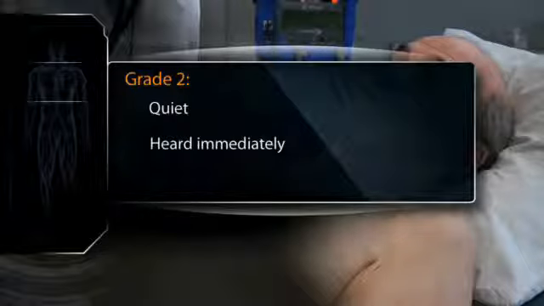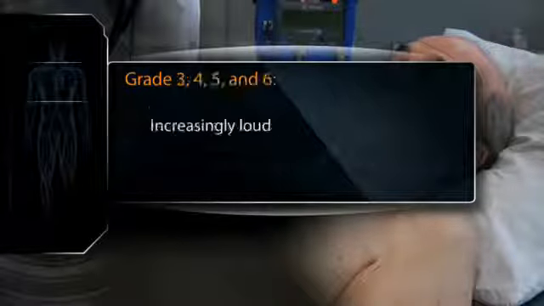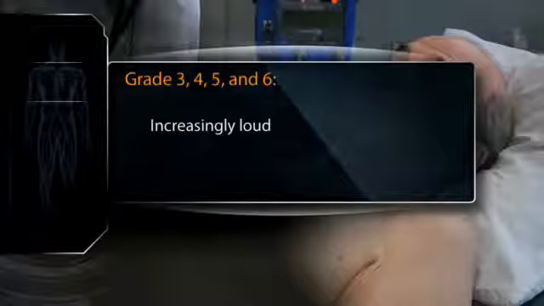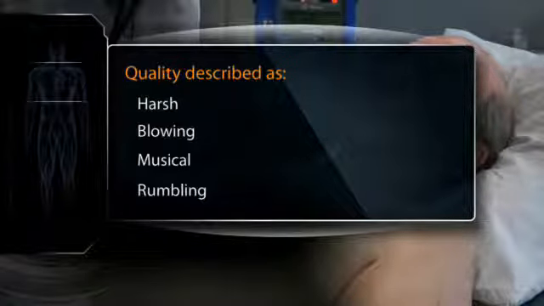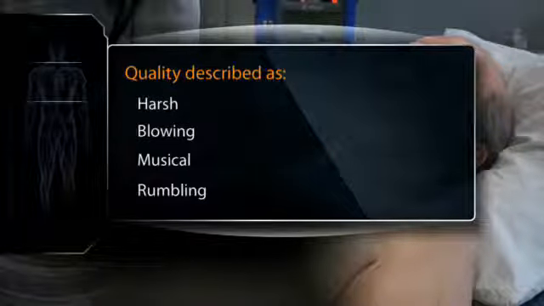A grade 2 murmur is quiet, but heard immediately after placing the stethoscope on the chest. A grade 3 murmur is moderately loud, and grades 4, 5, and 6 by definition have an accompanying palpable thrill. The quality of a murmur is described in terms such as harsh, blowing, as in aortic regurgitation, musical, as in some murmurs of mitral valve prolapse, or rumbling, as in mitral stenosis.